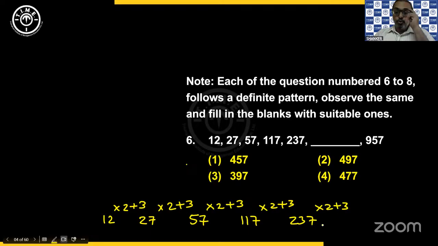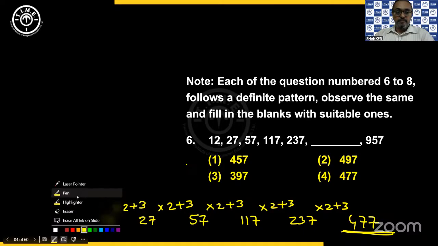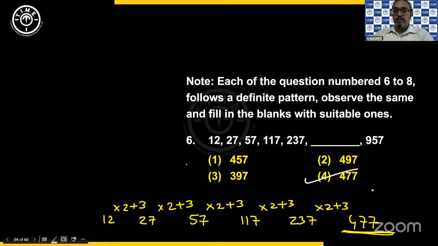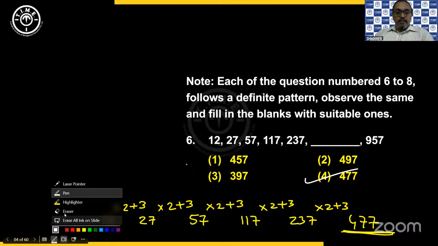So now it is 237 into 2 plus 3. So we know 230 into 2 is 460. 7 into 2, 14. So 474 plus 3 gives you 477. And we have an option here. And you can mark that as our answer. Into 2 plus 3. Okay, that is the logic. So always observe the given numbers and you will know what to do. Okay, right.